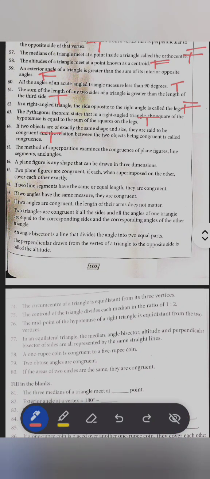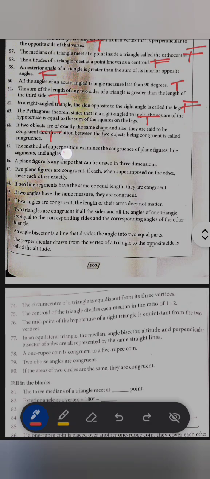Now, the next one. The method of superposition examines the congruency of plane figures, line segments, and angles. So this statement is correct. Where you will cut the figure, whether it is a plane figure, line segment, or angles, and overlap it on the other figure. Okay. Next, a plane figure is any shape that can be drawn in three dimensions.